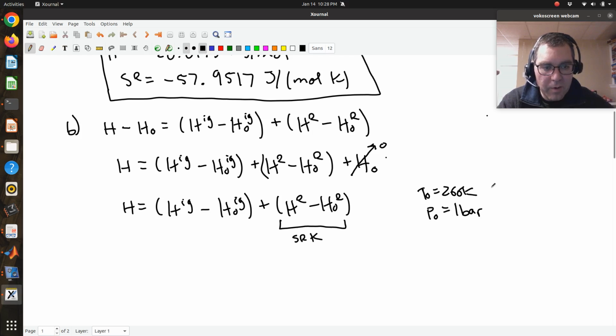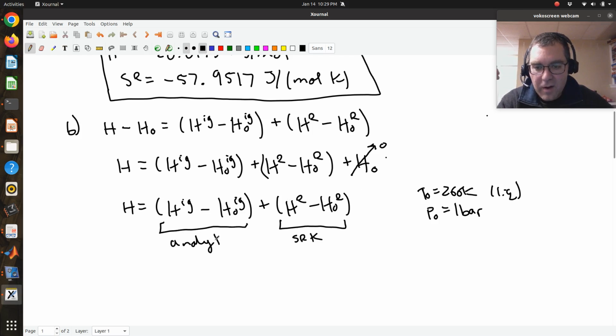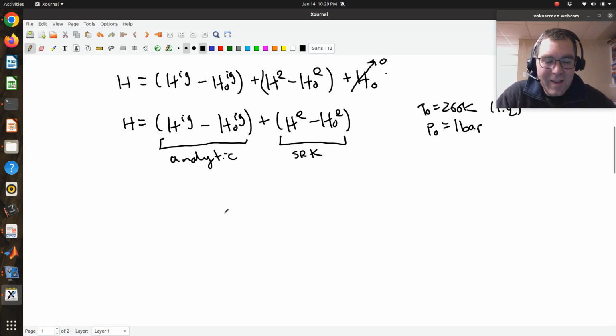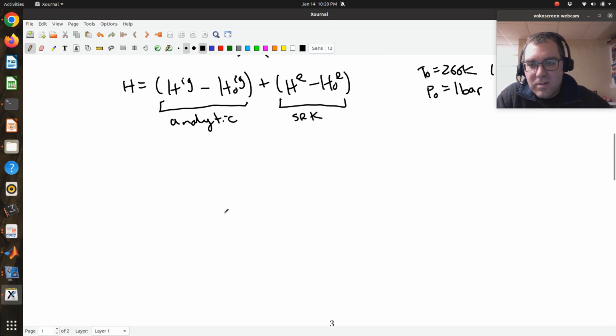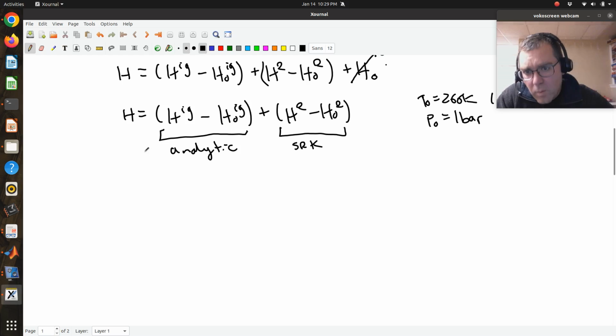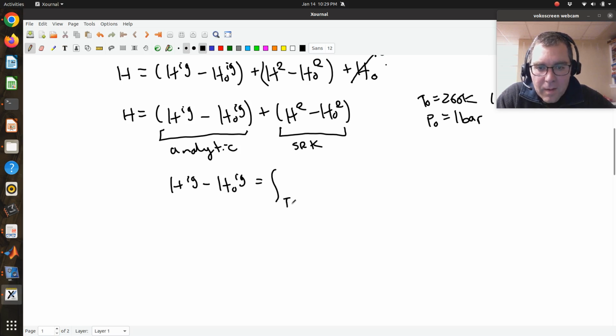And we're going to assume this is going to be a liquid if we have more than one root, which we expect. Then, when I have a difference in ideal gas values, I'm thinking of an analytic expression. So the difference in ideal gas contributions can be computed using an analytic equation. Well, what does that look like for H? The key is H ideal gas minus H naught ideal gas. That's going to be the integral from T naught to T of Cp ideal gas dT.